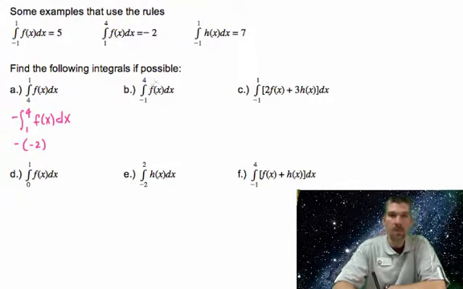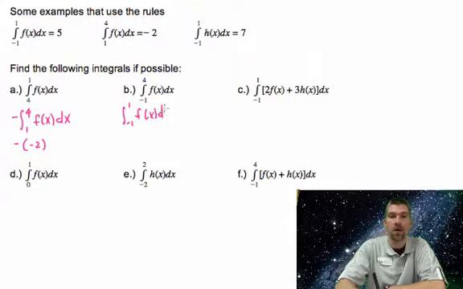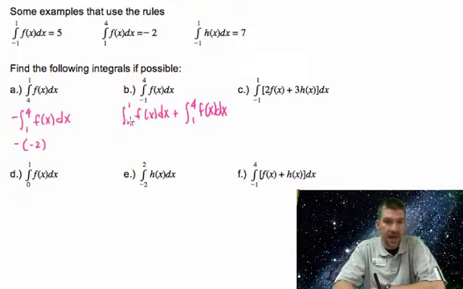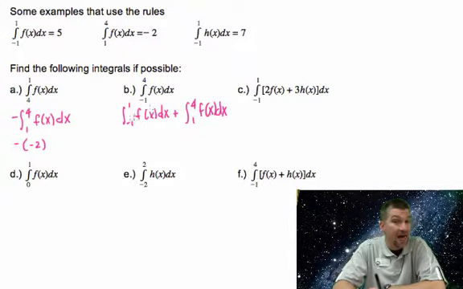Okay. What about from negative 1 to 4? Well, that's the same thing as going from negative 1 to 1 of f(x) dx plus 1 to 4 of f(x) dx. If I look at one of my rules, I can add the different integrals together. So what do I have? Negative 1 to 1 is 5, and 1 to 4 is negative 2. So 5 plus negative 2 is 3.